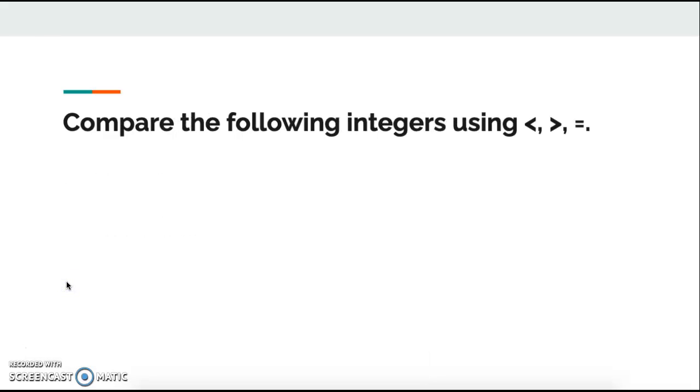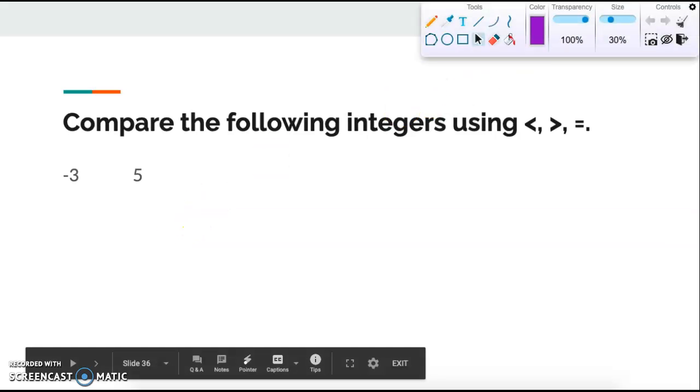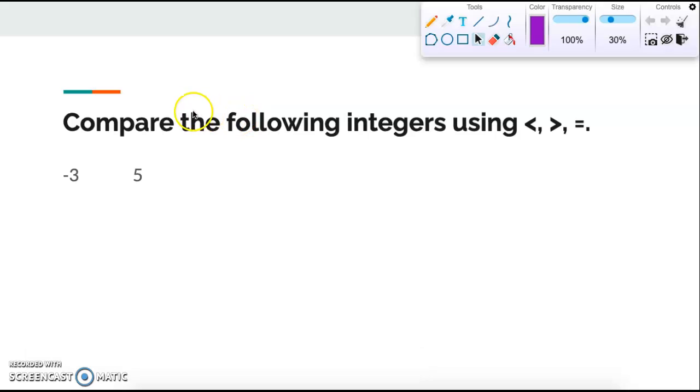So compare the following integers using less than, greater than, or equal to. Negative 3 and 5. Okay. If we use our number line, we can think that the greater number is always going to be furthest to the right, but we also know that positive numbers are always going to be greater than negative numbers. So this one is going to be drawn this way. Remember, it's open, like it's going to eat the bigger number. So this is -3 is less than 5.